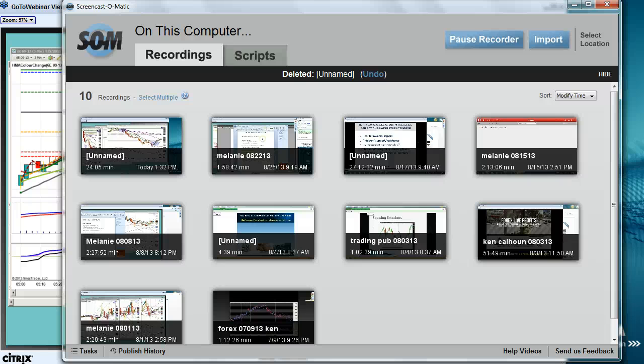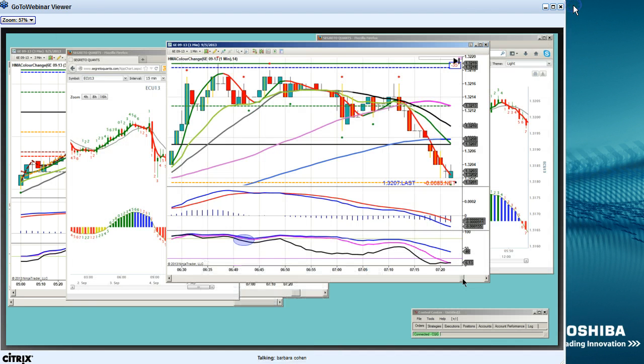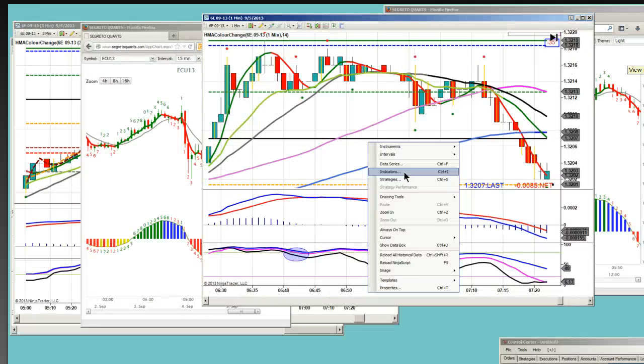Do I use both linear regressions and the HMA? Well, I'll tell you what I use. I use different things for different strategies. So what I like to use is I use this view.